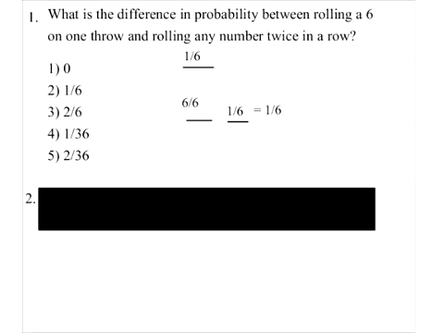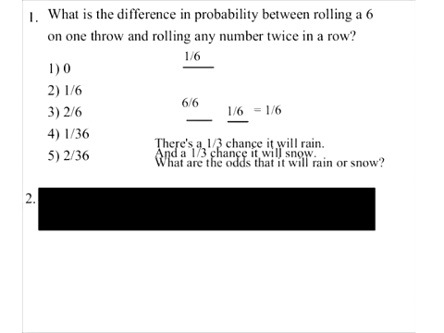So if I say there's a 1/3 chance it will rain and a 1/3 chance it will snow, what are the odds that it will rain or snow? Now I know this is an incredibly stupid question, but the answer would just be 1/3 plus 1/3, because I'm happy with either of those things happening, hence the or, right?